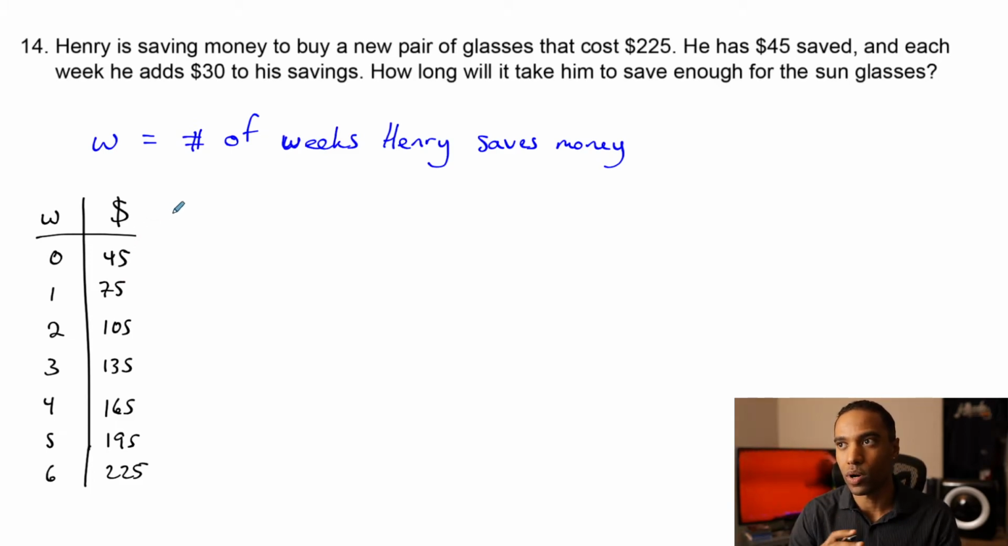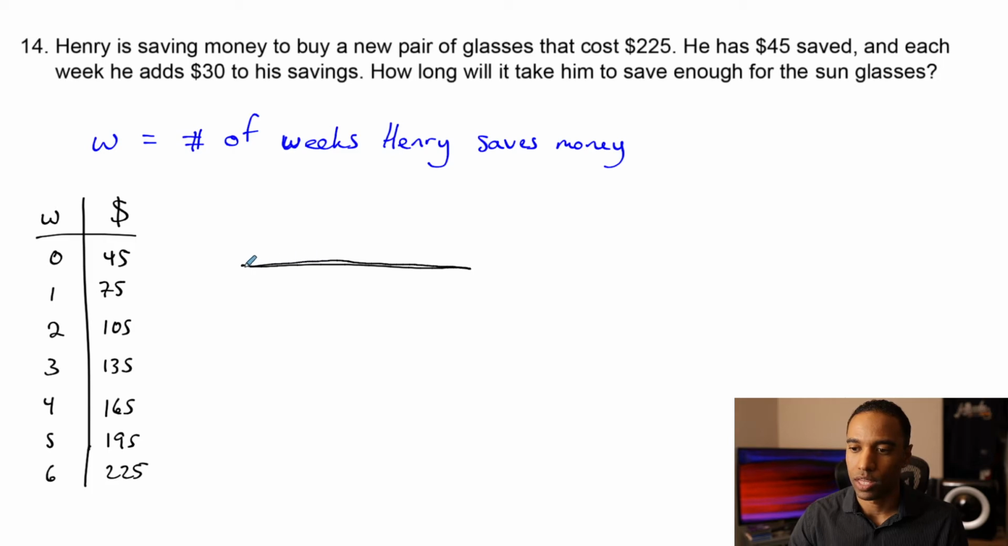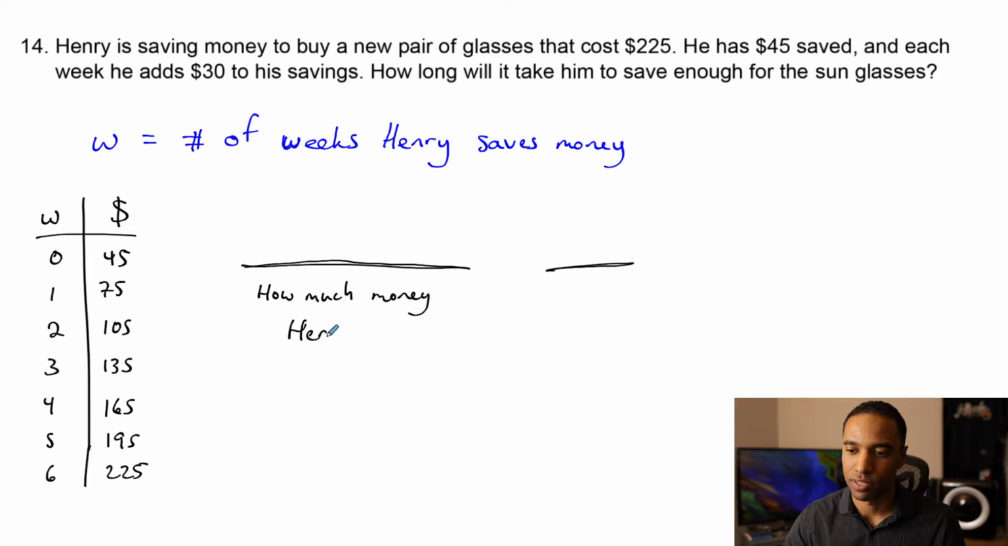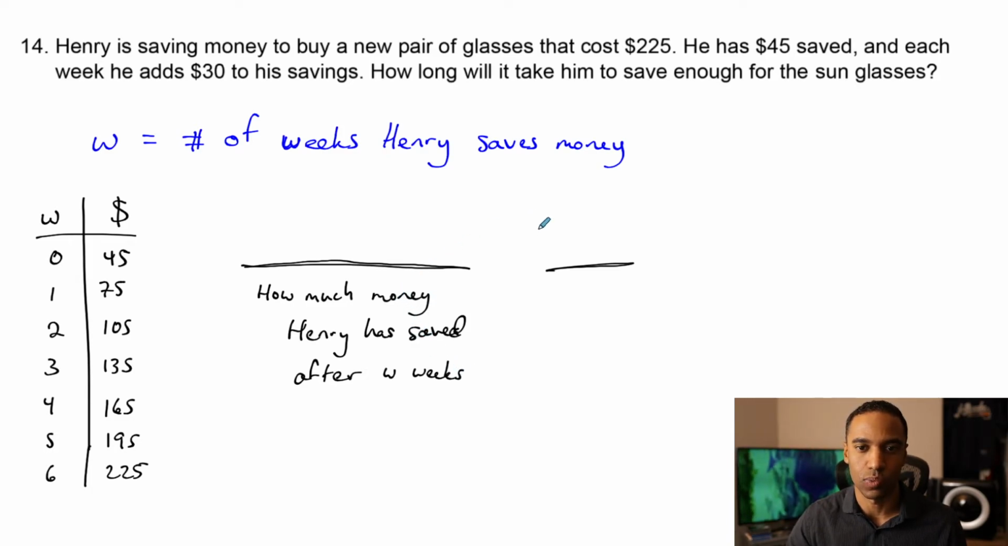So if we were going to try and write an equation, I'm going to write an equation that has a left expression and a right expression here. The left expression is going to be how much money Henry has saved after W weeks. After W weeks, how much money has Henry saved? We're going to do an expression that has to do with that.